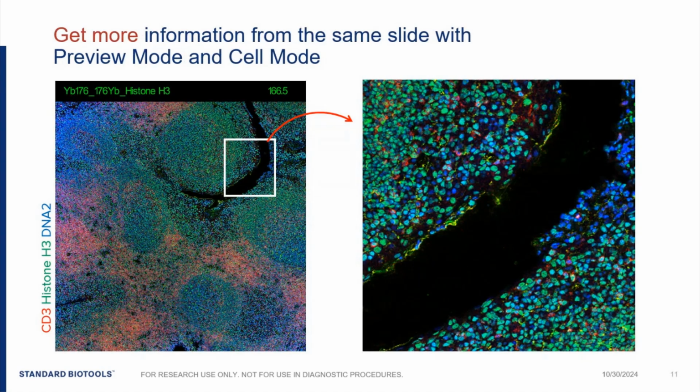Okay, again, in this example, this is a human tonsil sample again, and here I'm just zooming in on the cell mode data so that you can visualize the single cell resolution that can be achieved with the Hyperion XTi Imaging System. The preview mode image and the cell mode images were all produced from the same slide, so there's no need for serial tissue sections in this workflow.